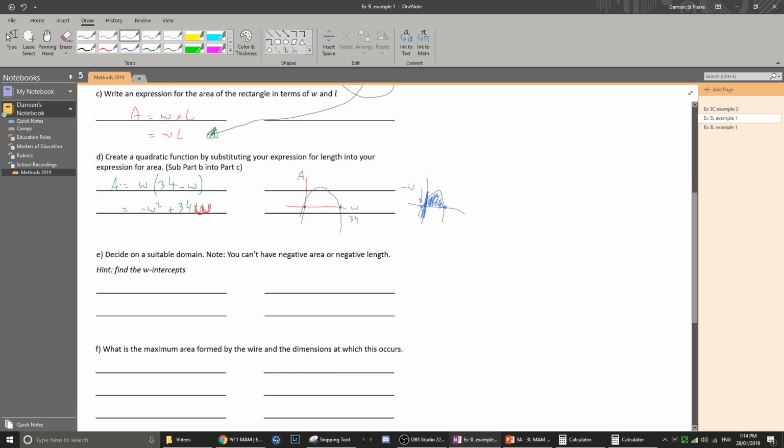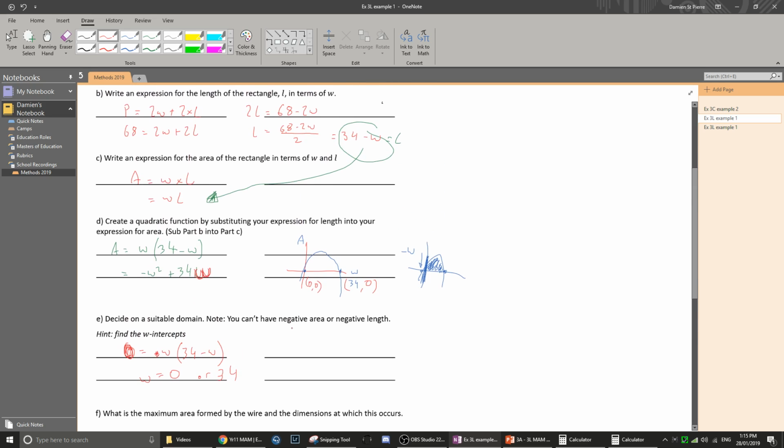So let's find our intercepts. We'll leave it in factorized form. Area equals W times 34 minus W. W needs to be equal to 0, or 34 minus W equal to 0, which gives 34. So on this sketch we have 0, 0, and 34, 0. These are the 2 intercepts.